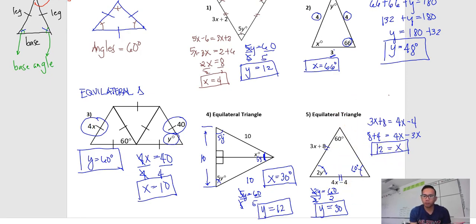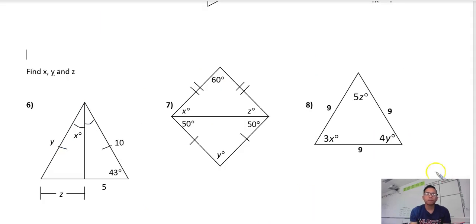All right, next example. We are going to find x, y, and z by using the characteristics of an equilateral and isosceles triangle. All right, so of course this is 40. Y is equal to 10. So one down. So y on example number 6, y is equal to 10. Why is it equal to 10? It is because these are congruent, right? So this is 43 degrees.